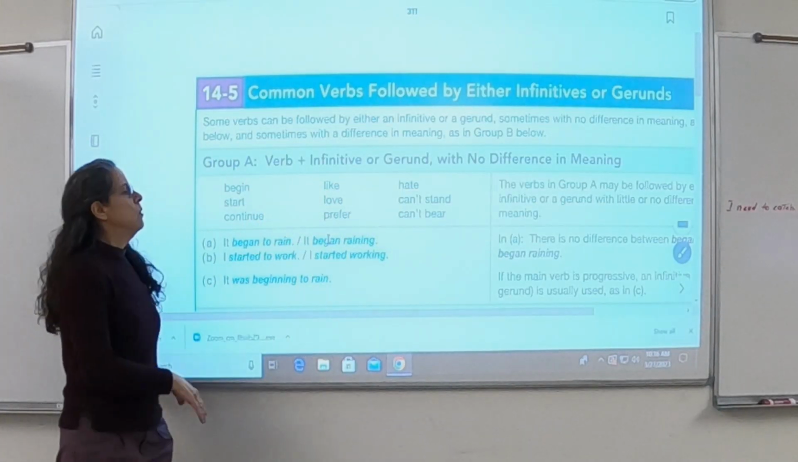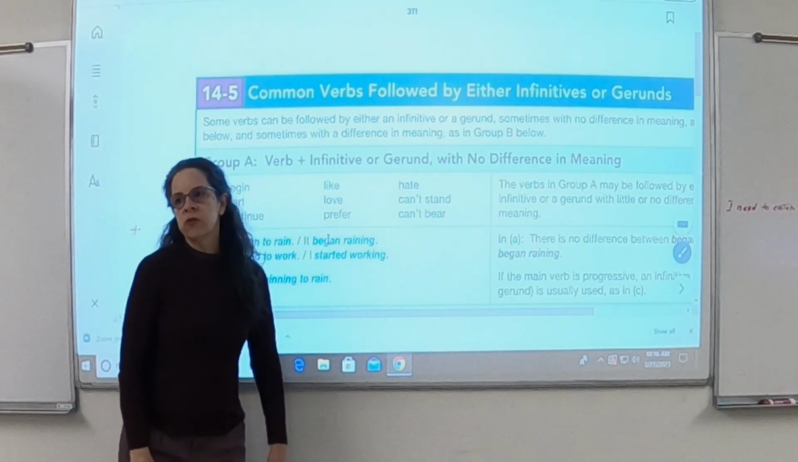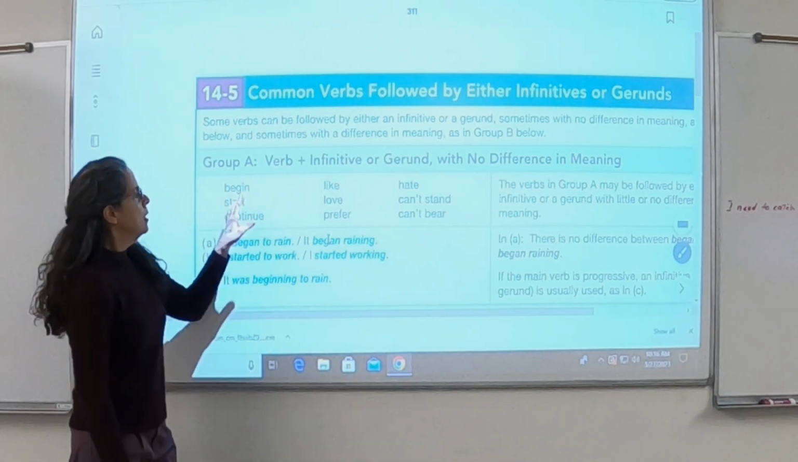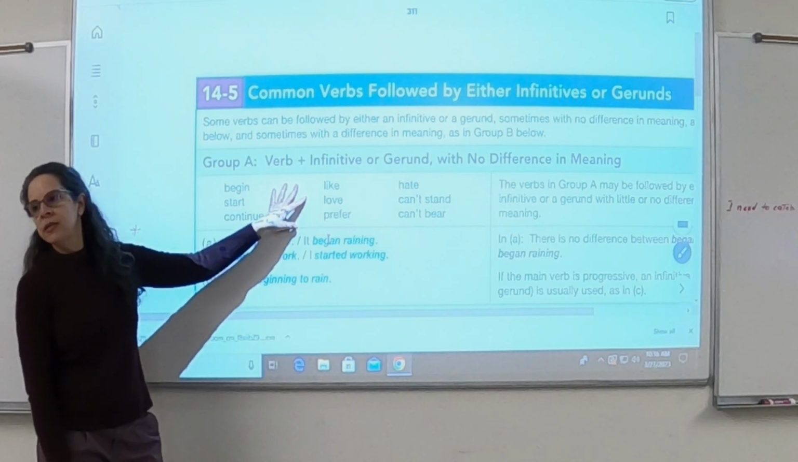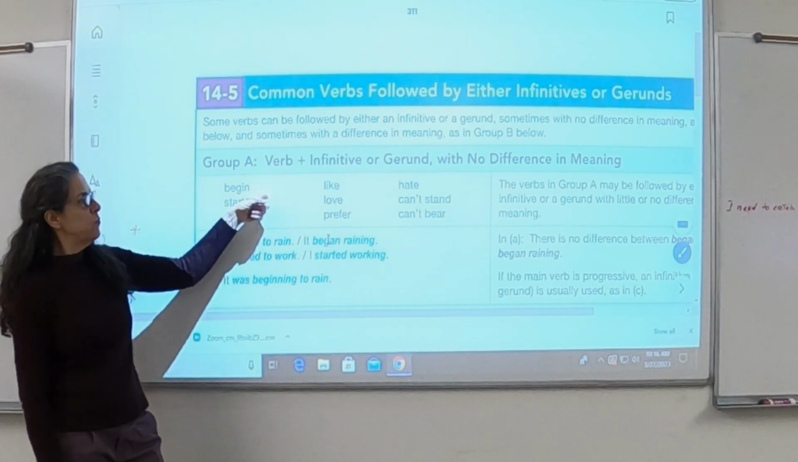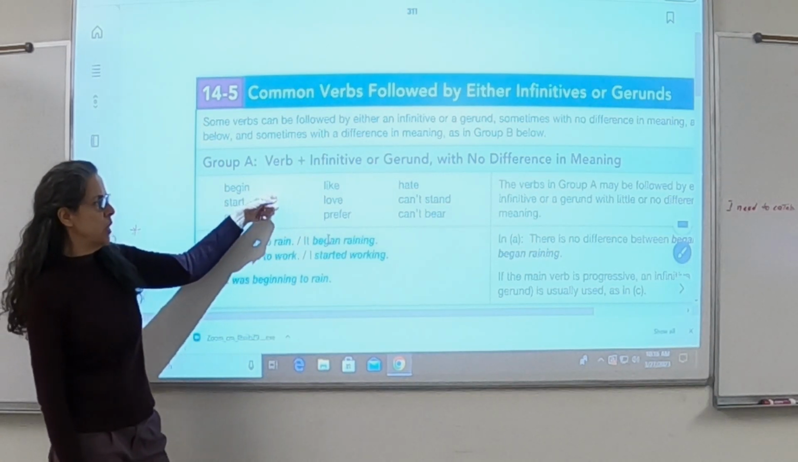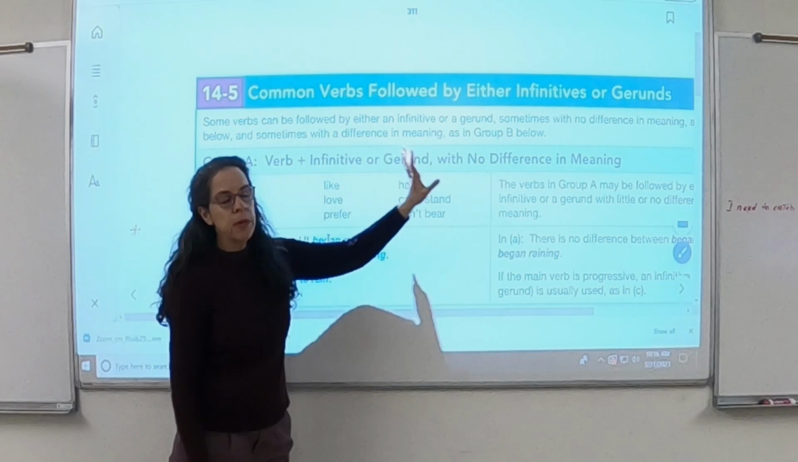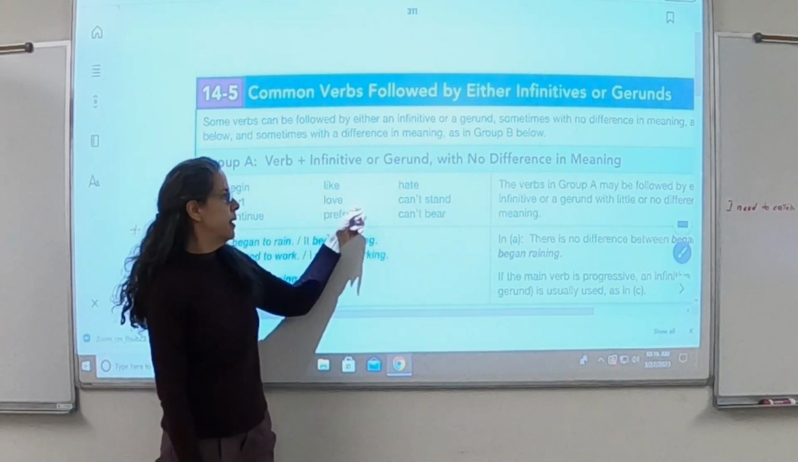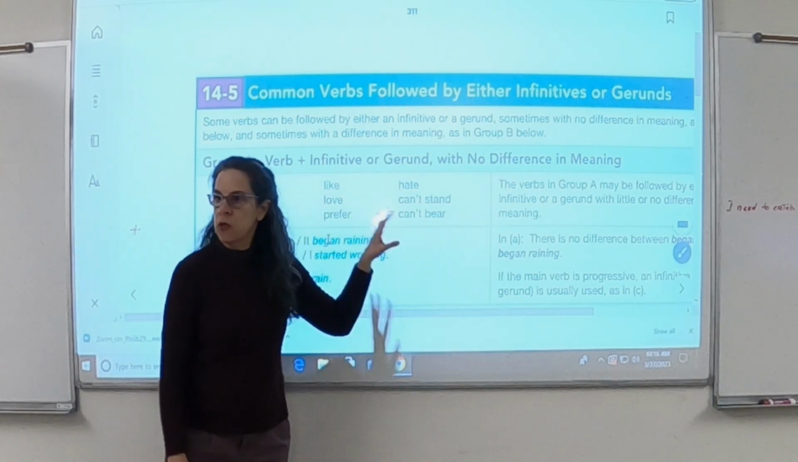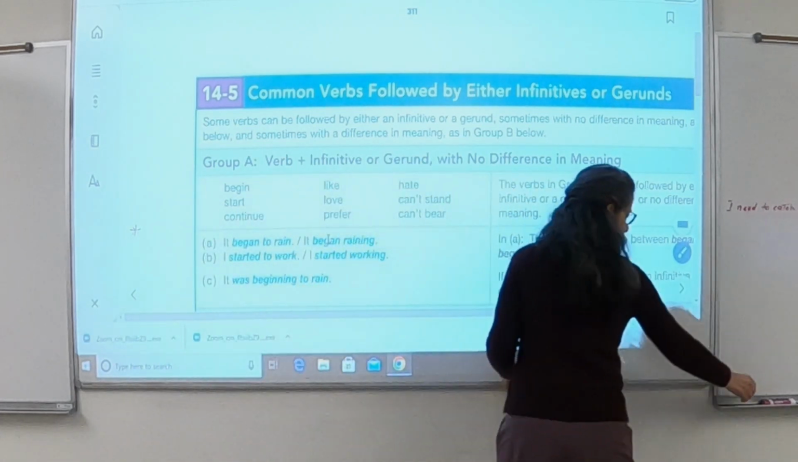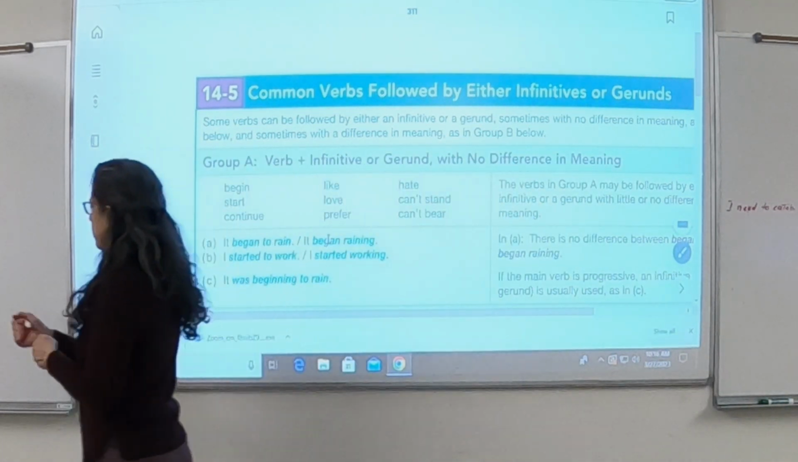Verb number one, verb number two, we have a choice, right? We can go either infinitive or gerund. If verb number one is in the present progressive or any progressive, if verb number one is ing, then verb number two, we're going to choose infinitive so that we don't have ing. You have a choice here. So let's do an example.